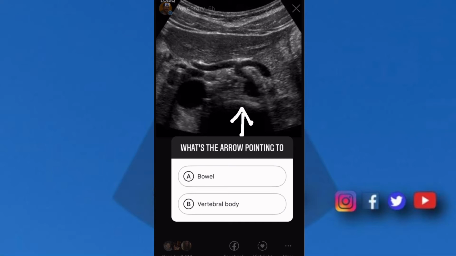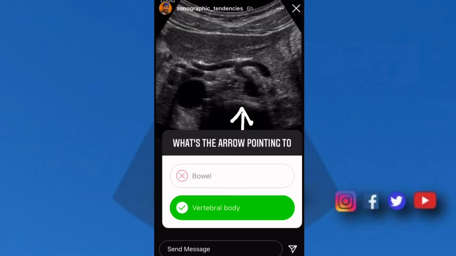Now I like these questions because you get them a lot. They'll show you a structure that you recognize very much, like the seagull sign here, which is the celiac artery, and then they'll point at something totally not related to that. So in this one, the arrow is pointing to something posterior to the aorta in a very slender patient. So what is the arrow pointing to? B, the vertebral body.